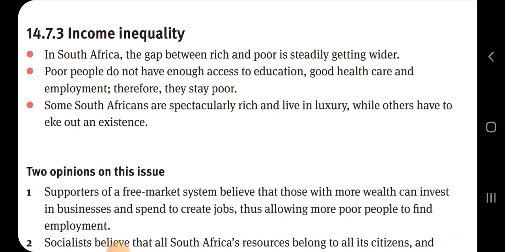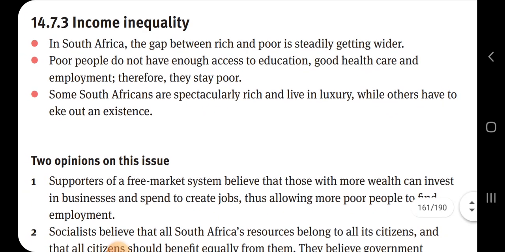Let's talk about income inequality. In South Africa, the gap between rich and poor is steadily getting wider. Poor people do not have enough access to education, good healthcare, and employment. Therefore, they stay poor. Some South Africans are spectacularly rich and live in luxury, while others have to eke out an existence.